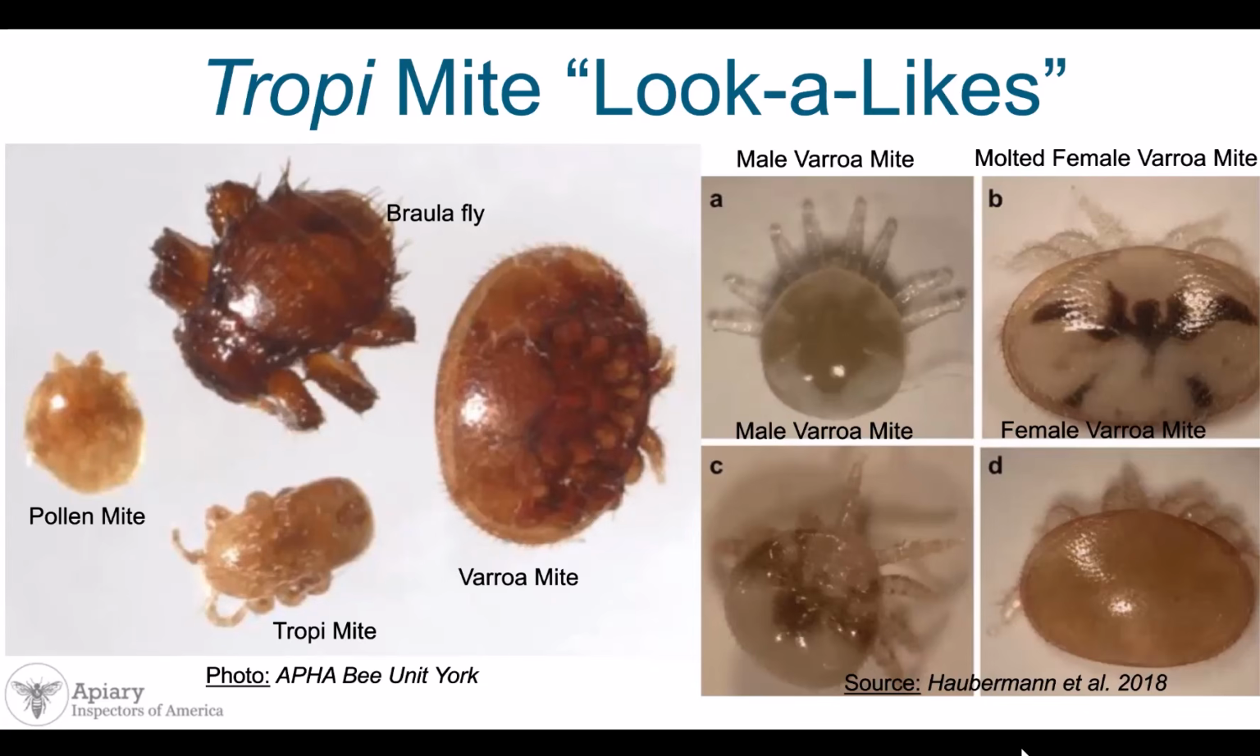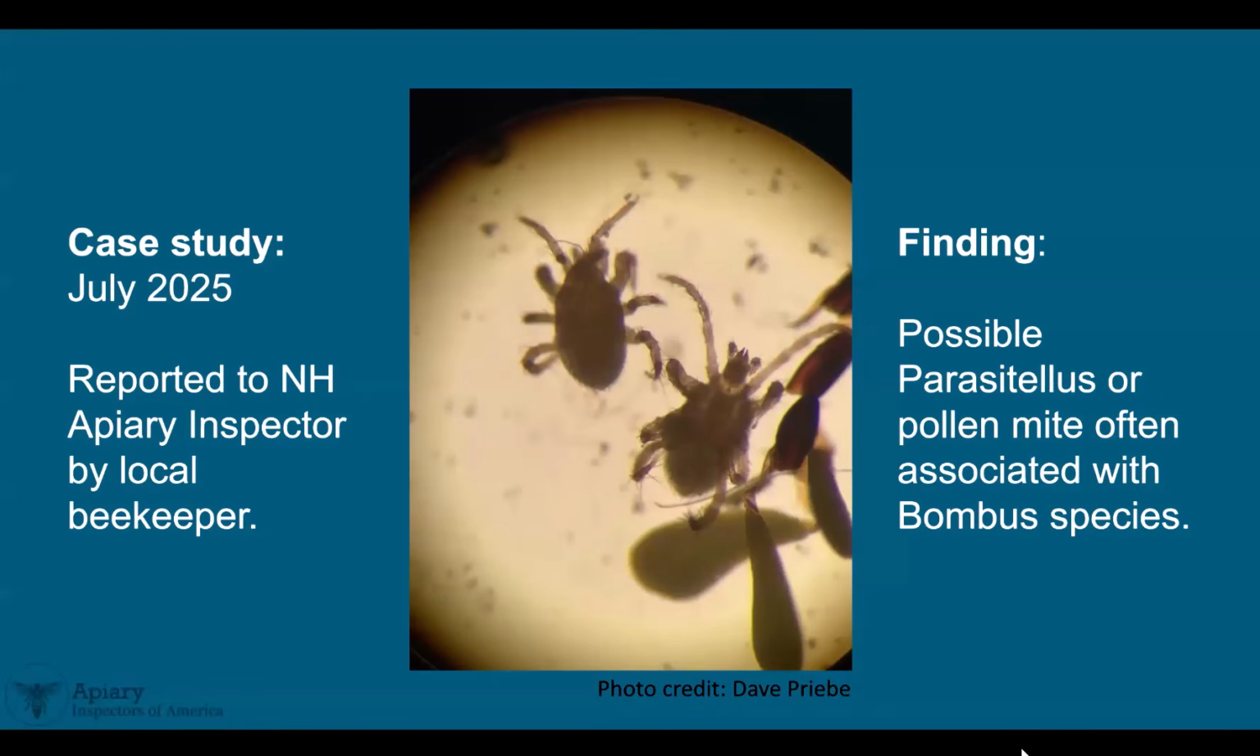So this was something that was found in July of this year. And it was reported to the New Hampshire Apiary Inspector by the local beekeeper. They found this and they're like, "Whoa, what is this thing?" So they did the right thing. They reported it to get ID'd by the state. They reported it to the Apiary Inspector, and then they found out that it was actually a parasitillus, like a pollen mite. So it wasn't a Tropi. It ended up being a type of pollen mite. But lesson learned here, if you see something, take it to get ID'd so we can figure out what's going on.